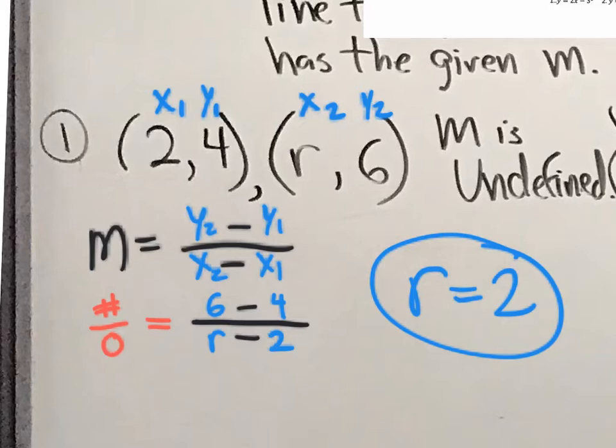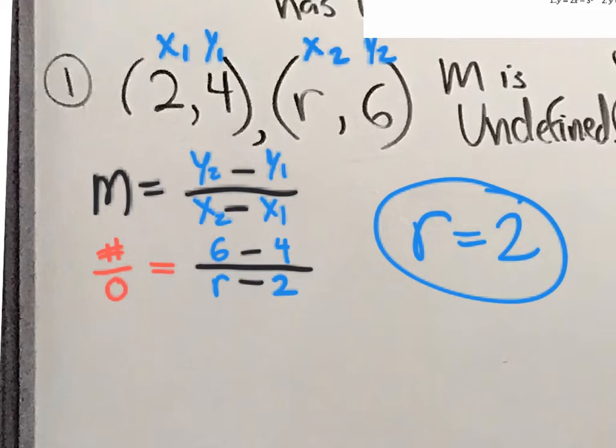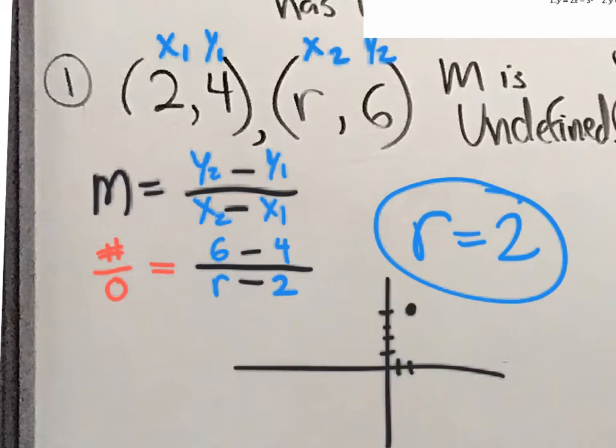Another way of looking at this problem is to think of it visually, right? So let's think about this visually, guys. First of all, we're talking about a line that passes through the coordinate 2, 4. So if I draw an xy plane and go to the coordinate 2, 1, 2, 3, 4, and I put a dot right here. Now the other one says a number and 6.